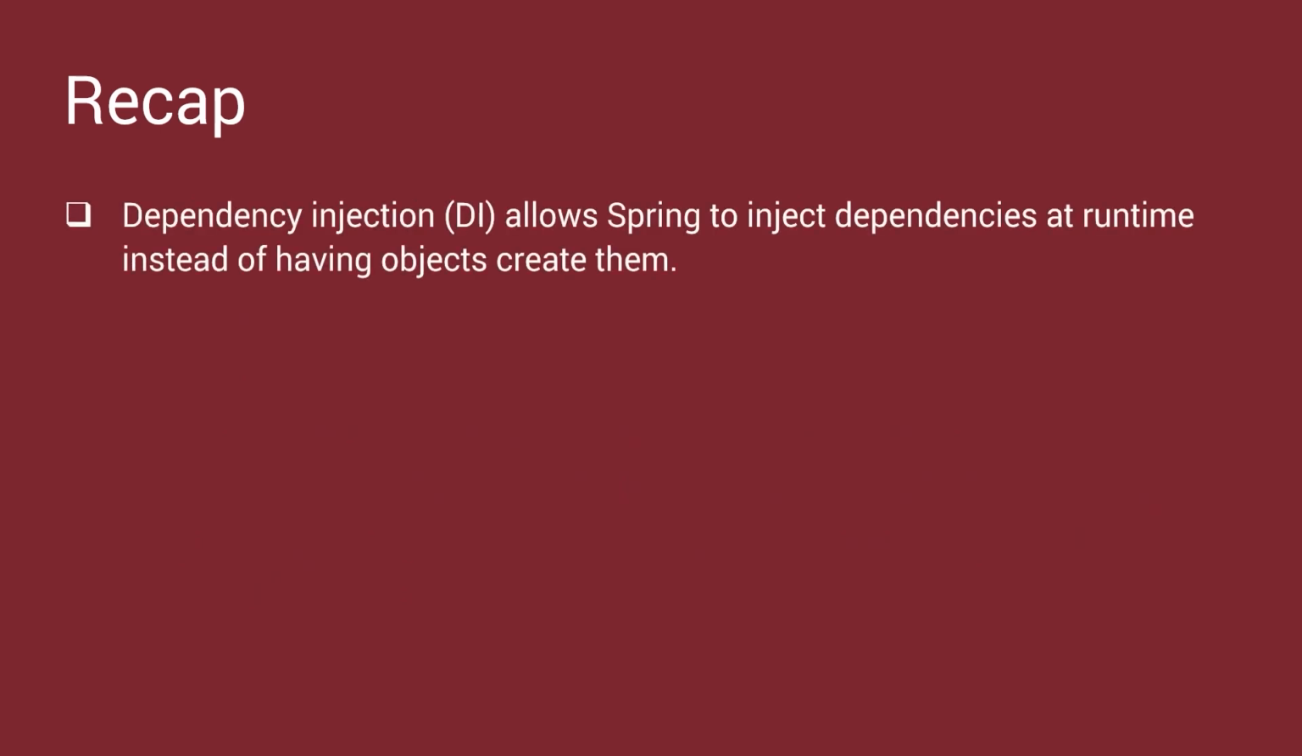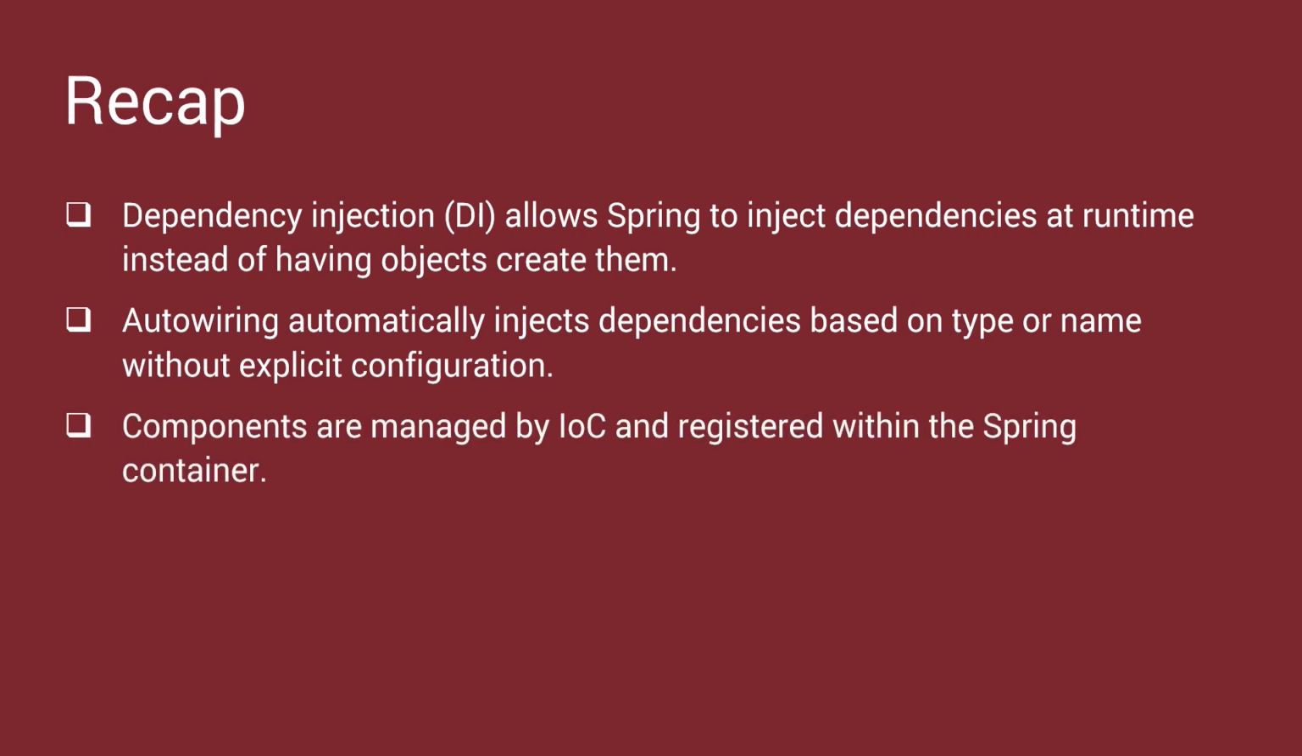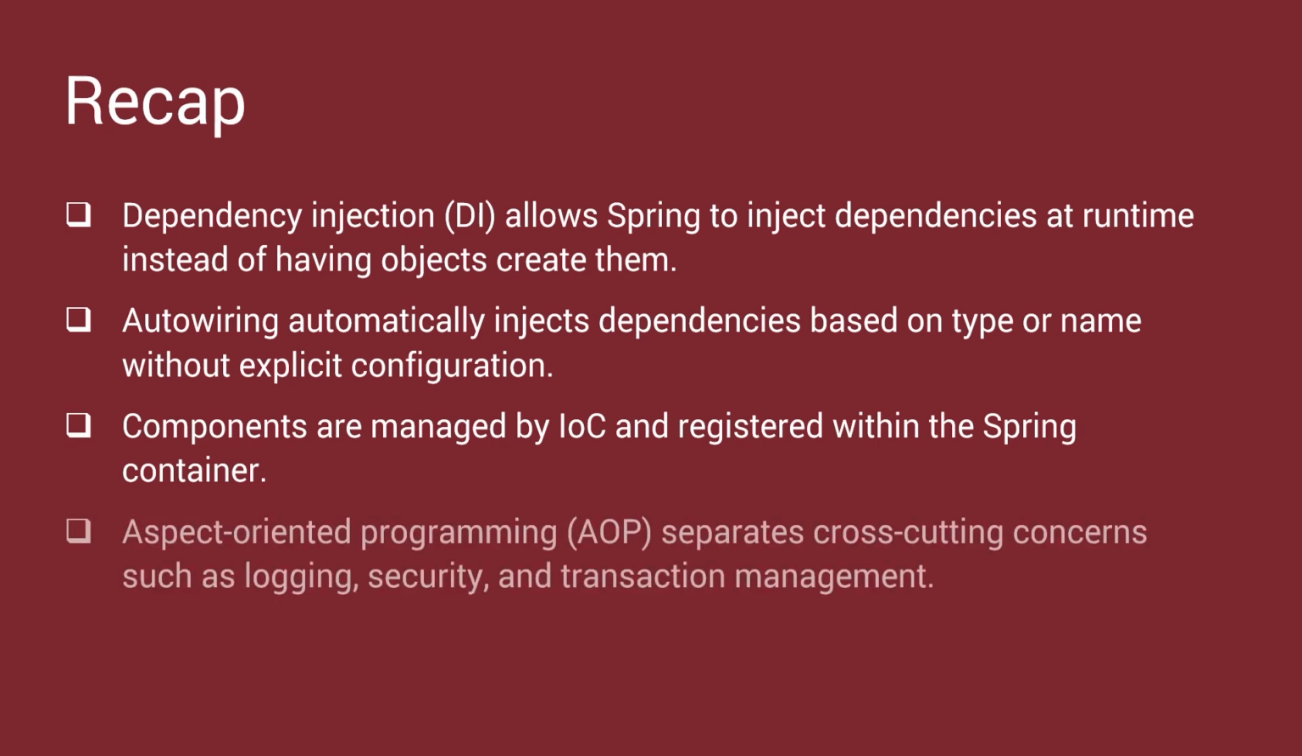Dependency injection allows Spring to inject dependencies at runtime instead of having objects create them. Autowiring automatically injects dependencies based on type or name without explicit configuration. Components are managed by IOC and registered within the Spring container. Finally, AOP separates cross-cutting concerns such as logging, security, and transaction management.